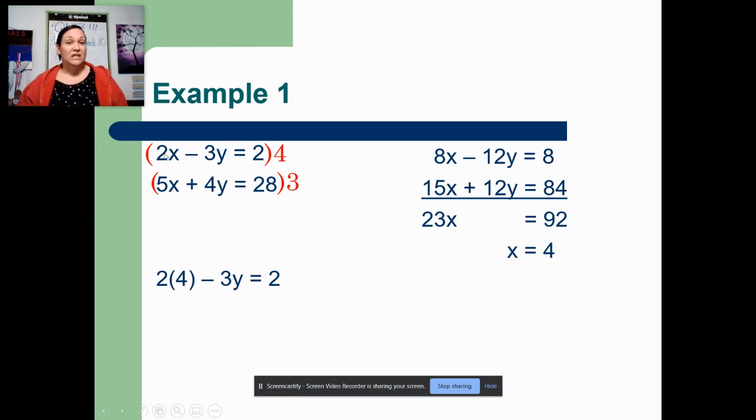I chose to plug it into the top equation because the numbers were a little bit smaller and I didn't want to deal with the 28 really. So I put my 4 where that x is in that first equation, and now I'll be solving for y.